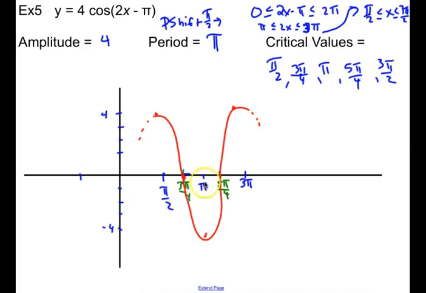I lay them out on my graph. I go back and say, okay, it's a cosine. I have an amplitude of 4, so I'm going to start at a max, intercept, min, intercept, max, and then I will dash off on both ends.